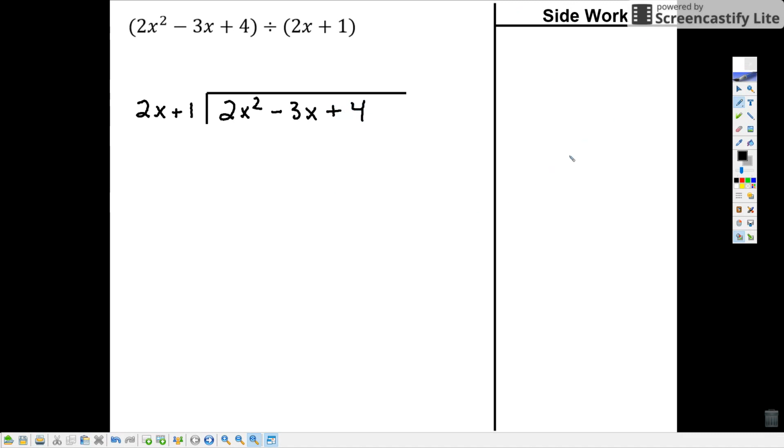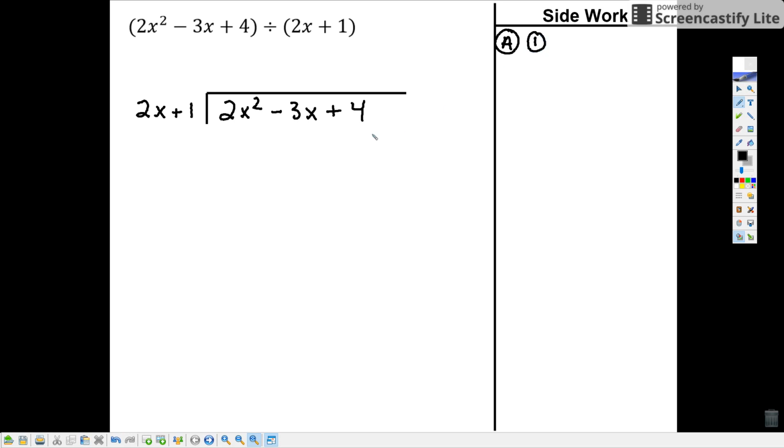Now I have this side work menu, that's so you understand where I'm getting my numbers from. If it helps you to write out the side work, please do it. If it doesn't help you, you're not required to write it. Okay, so essentially long division is a series of the same two steps over and over and over again. So the side work, I'm going to go ahead and show you what those two steps are. Part A represents the first time through these two steps.